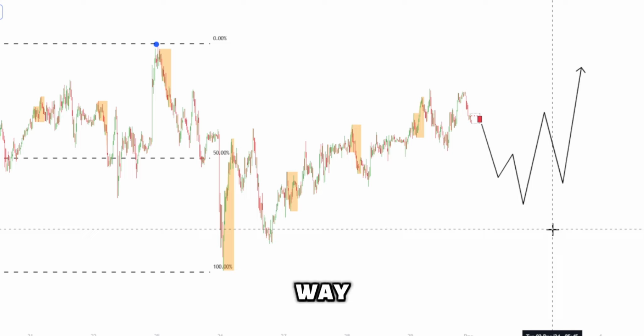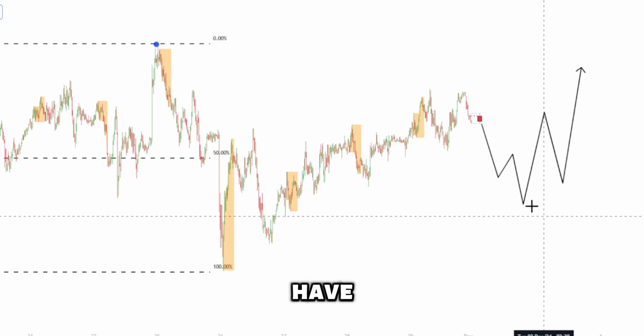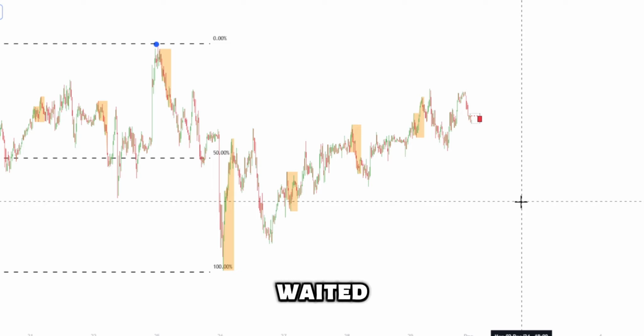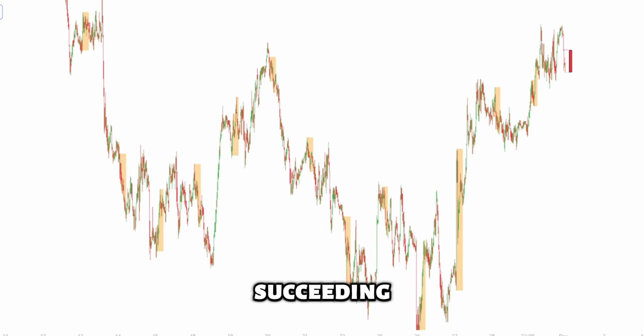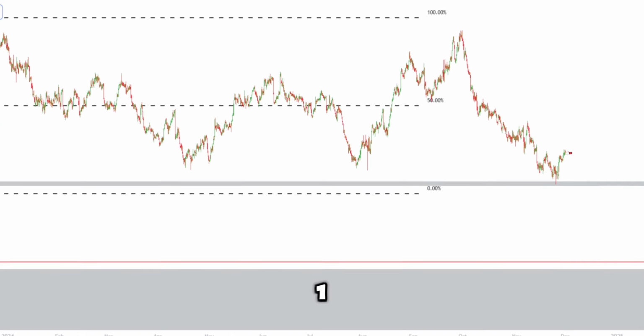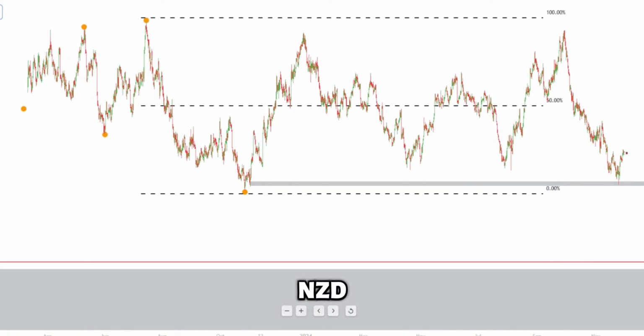This is the simplest way to form a high time frame bias, and it removes a lot of psychological issues that traders have across the board, right? If you simply waited for price to come below the weekly opening, you have a much higher chance of succeeding as a trader. Now, the last pair we're going to look at now is NZDUSD.